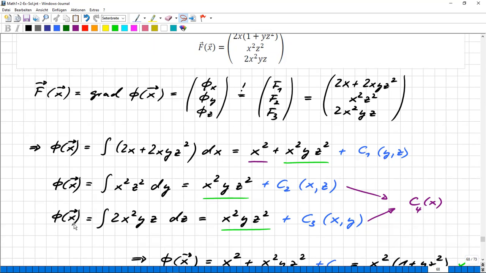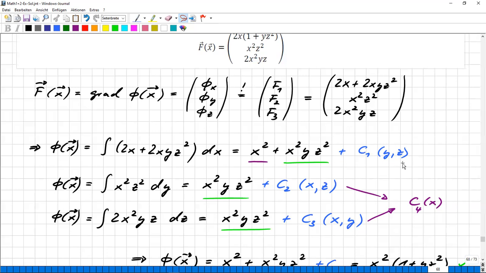Moving on here, then third vector component 2x squared yz to be integrated over z. Now this time, this here is a constant factor, which is 2x squared y. Z is integrated with the result of z squared half, and we can shorten. So what do we get? X squared y z squared plus third pseudo a constant, which is a term of x and y, but not dependent on z.